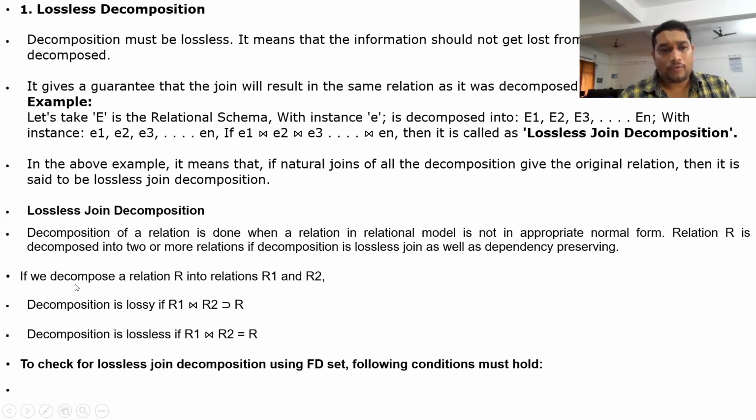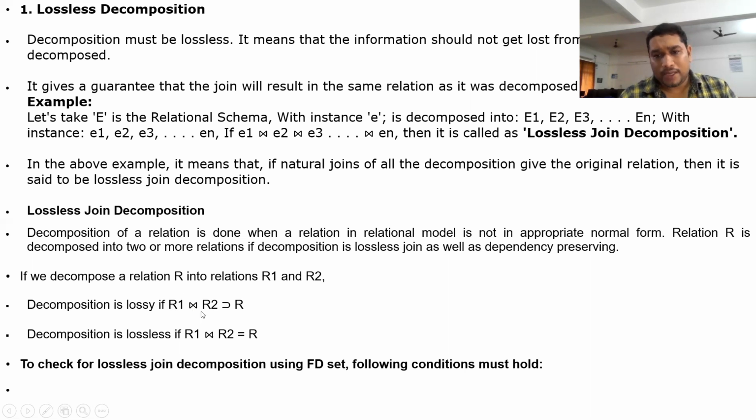If you decompose a relation R into R1 and R2, it may be lossy or lossless. When you combine R1 and R2, you may get only part of the data of R. I have 10 rows. The original relation is R. Now you are dividing R into R1 and R2, and then combining R1 and R2 by means of any join.